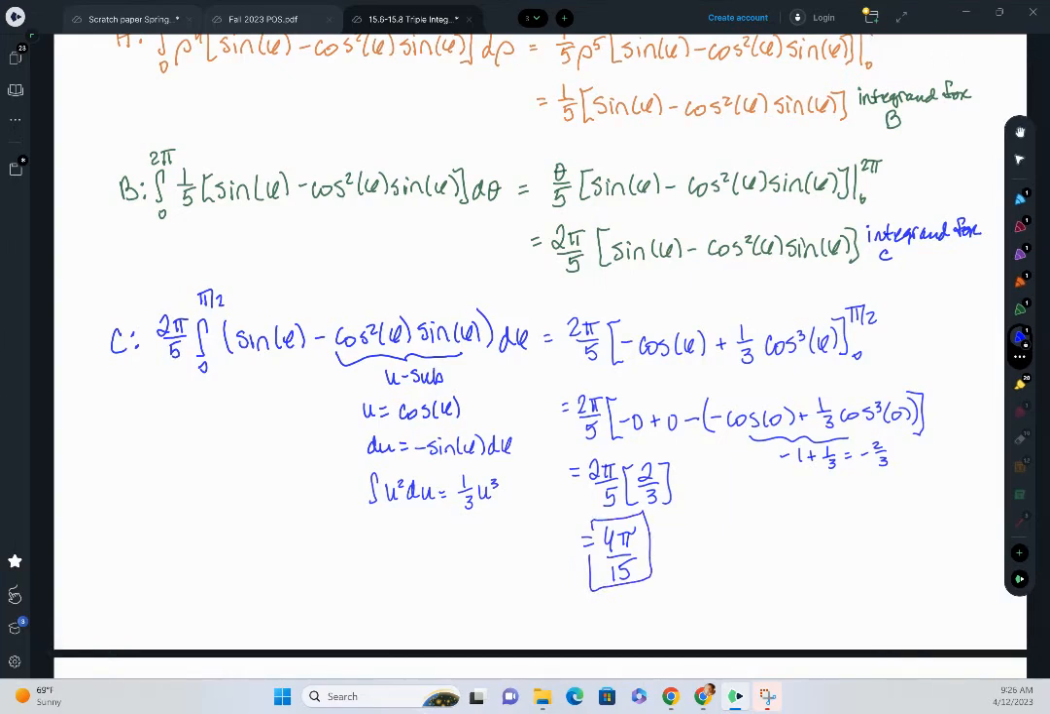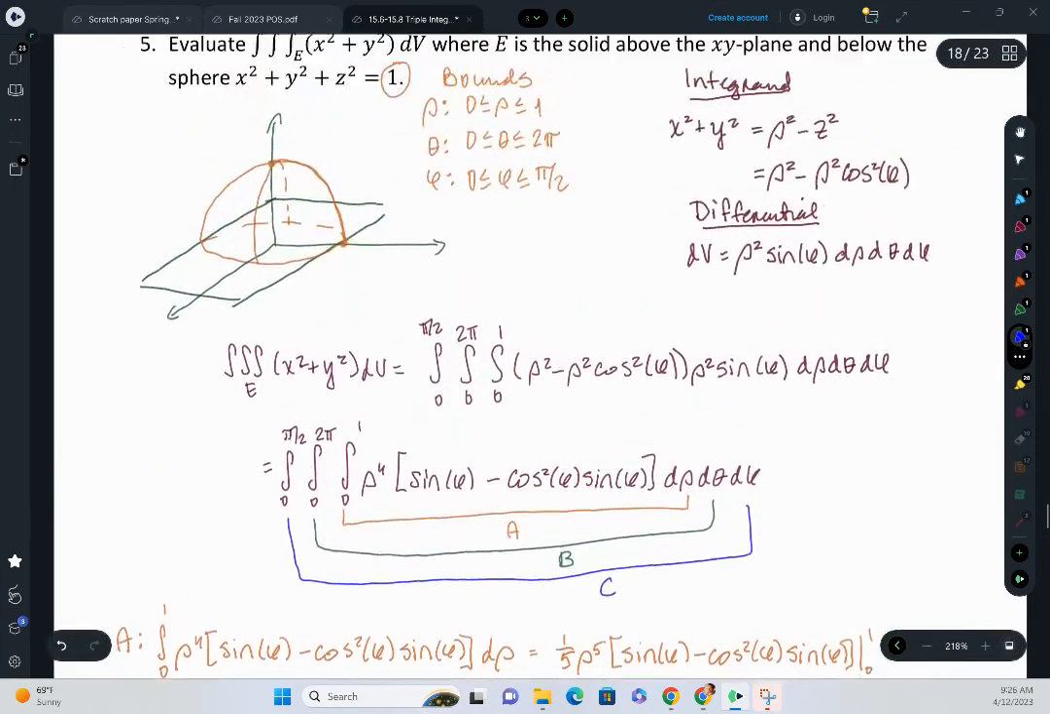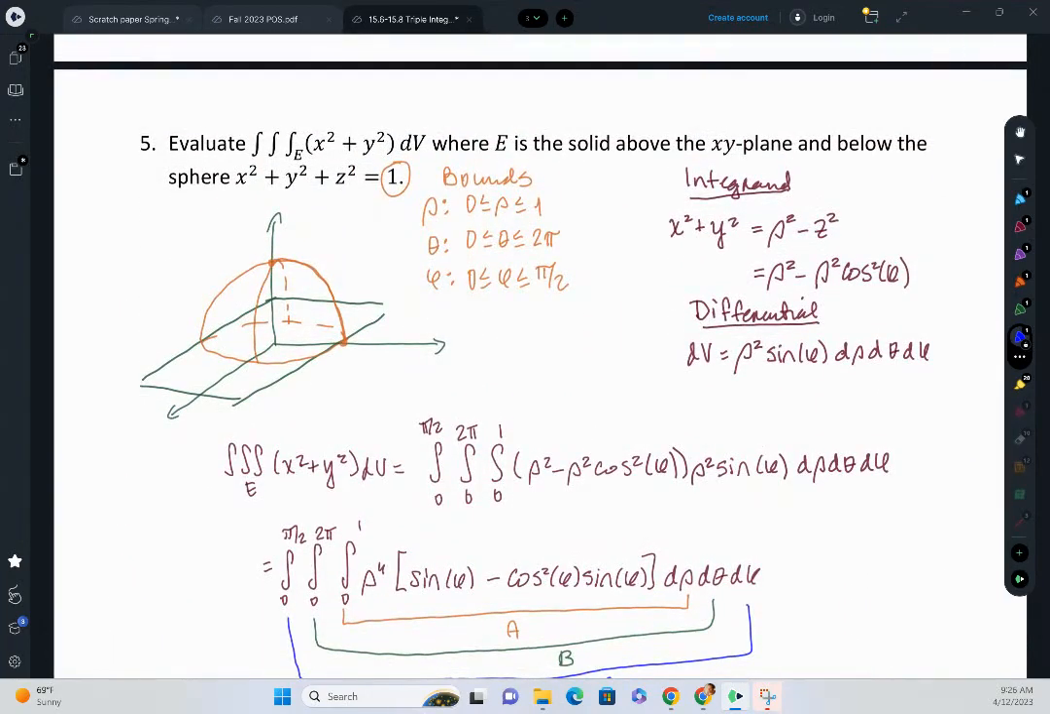Okay. So that took us through quite a bit. In this problem, interestingly enough, integrating in x and y would have been a bit painful just because of the bounds on a sphere. But the bounds that we used in spherical coordinates made that part super simple. We had a bit more work on the integration part, but it wasn't too bad.